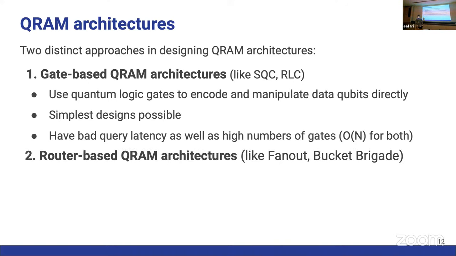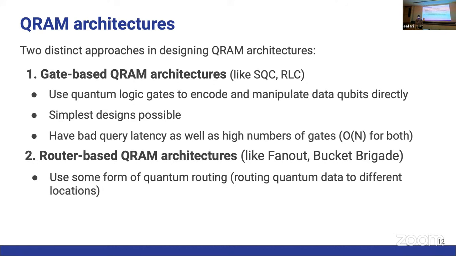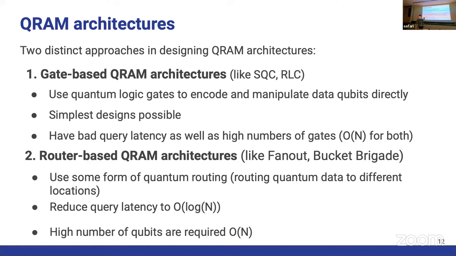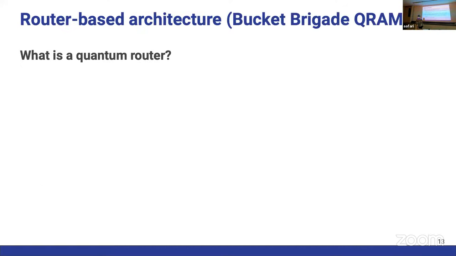The second approach is the router-based QRAM architectures. They always use some form of quantum routing, which basically just means routing quantum data from one location to a different location. And this reduces the query latency quite significantly to O of log n, but unfortunately requires very high numbers of qubits, which is O of n.